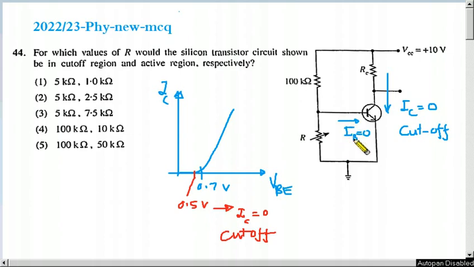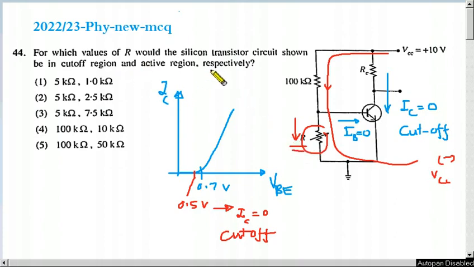So for IB to go to 0, this resistor should be very low. Then what happens? The current coming from this battery directly goes to the ground, that means to the battery negative, VCC negative. So the current coming through this 100K resistor directly goes to the ground if this resistor is very low.